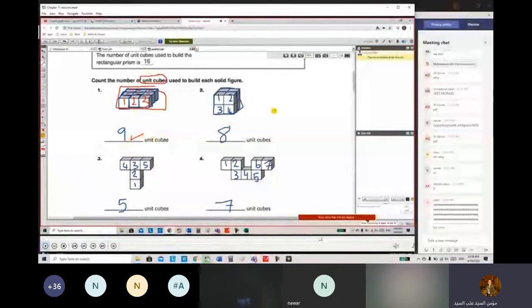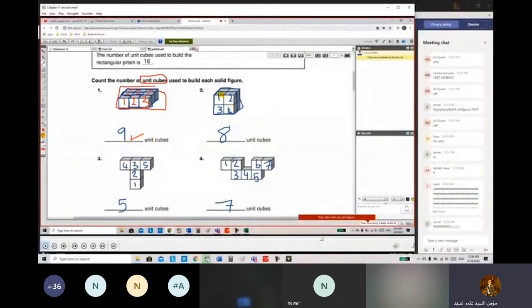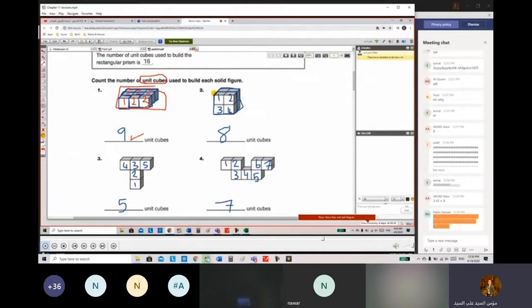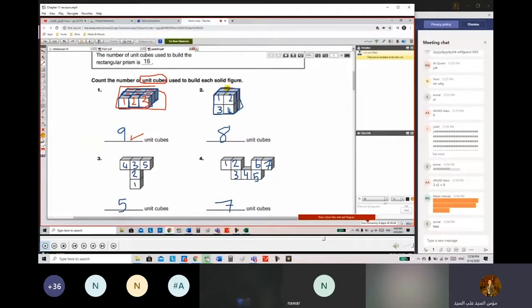And the same thing here. We have the first layer here, we have 4 cubes. And behind it, we have another layer. It will be another 4 cubes. Add them up together, it will be 8 unit cubes.